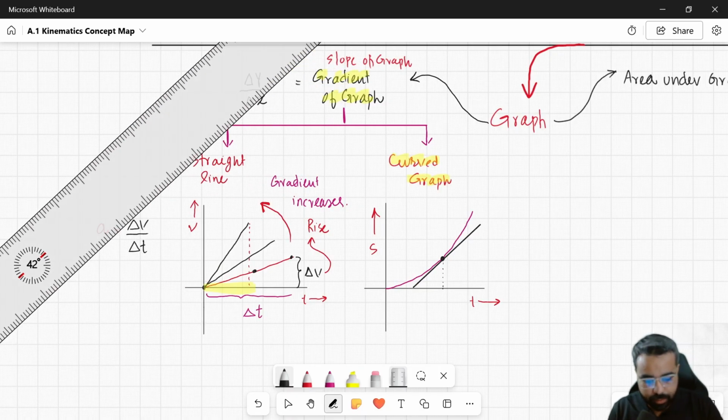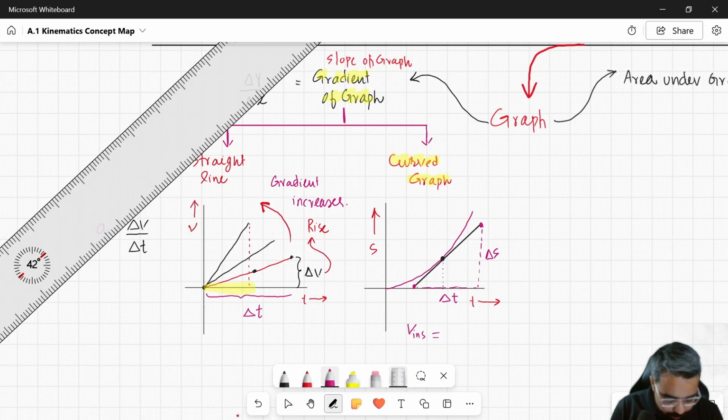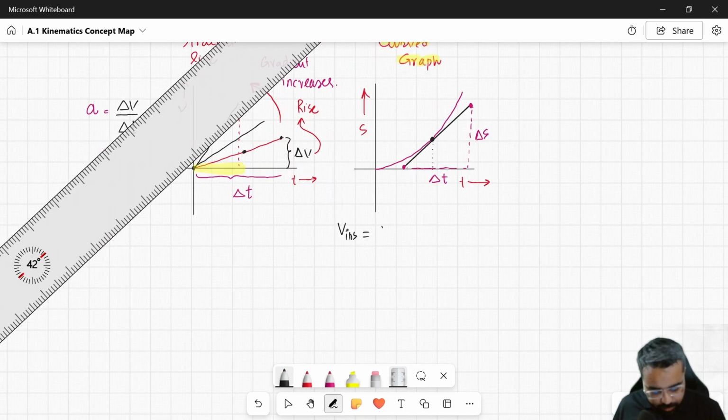Now, once you have drawn this line, you have to find once again rise over run. That means the change in this, delta S, and the change in this, delta T. If you divide these two values, that will give you the instantaneous velocity at that point. So that is delta S over delta T, but that is not the average velocity. Let me write it: this is the gradient or slope of a tangent line.